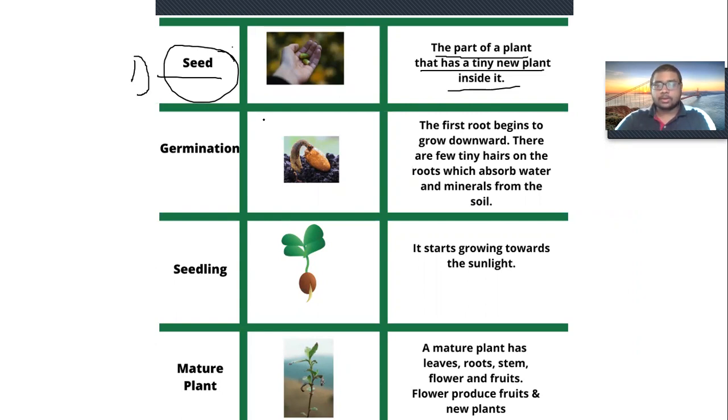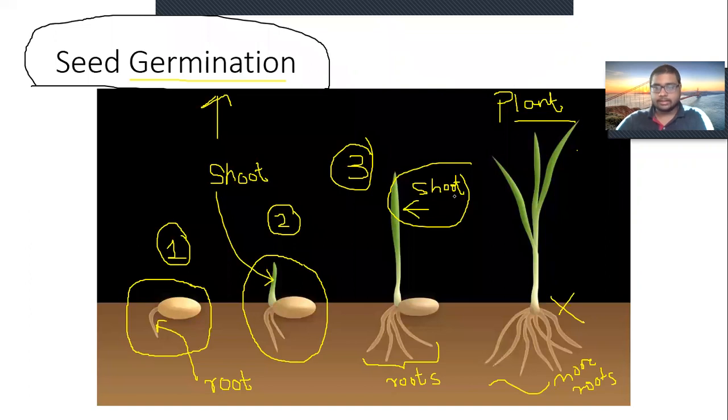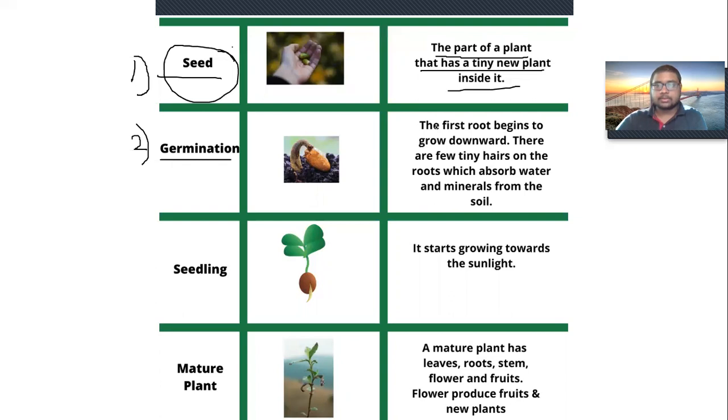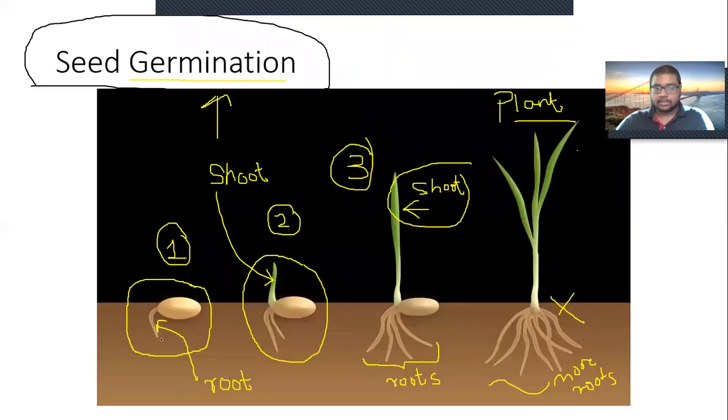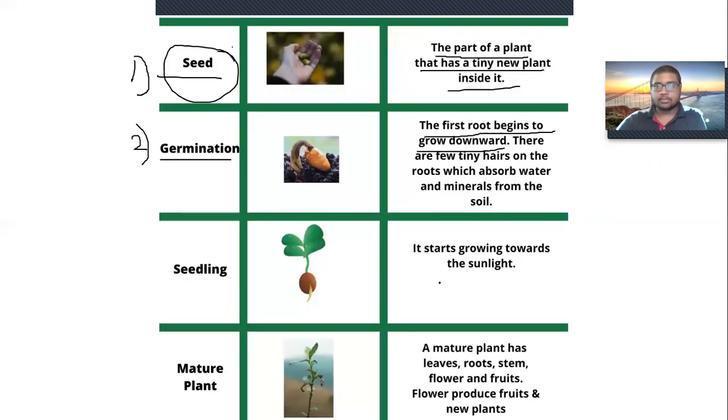The first thing that we require to plant a plant is a seed. The second thing is the germination of that plant. We have seen this germination process in this slide here. This is the germination process. First, the root begins to grow downward. The root begins to grow downward, isn't it? First, the root appears. It goes downward.